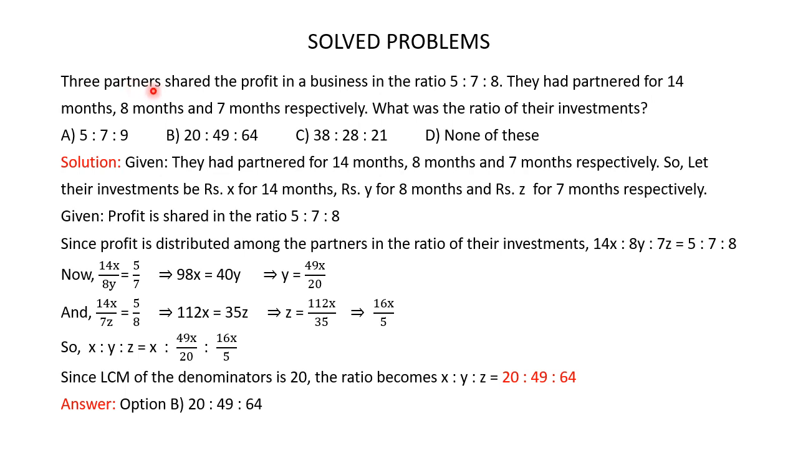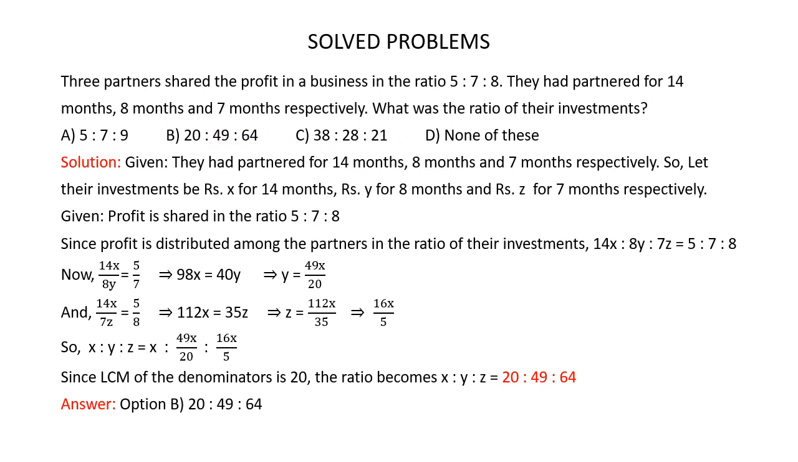So the correct answer is option C, rupees 900. 3 partners shared the profit in a business in the ratio 5 is to 7 is to 8. They had partnered for 14 months, 8 months and 7 months respectively. What was the ratio of their investments? Here you are given 4 options and you have to find out which of these options is the correct one.